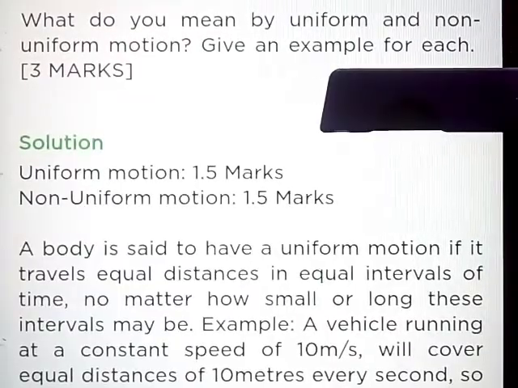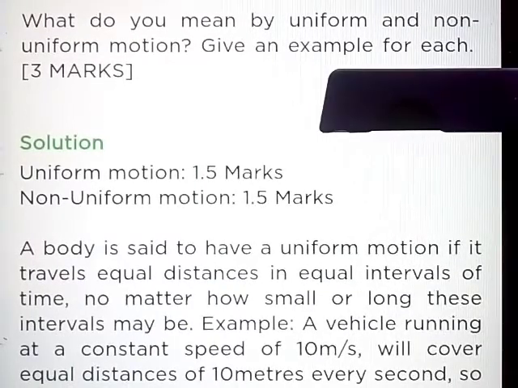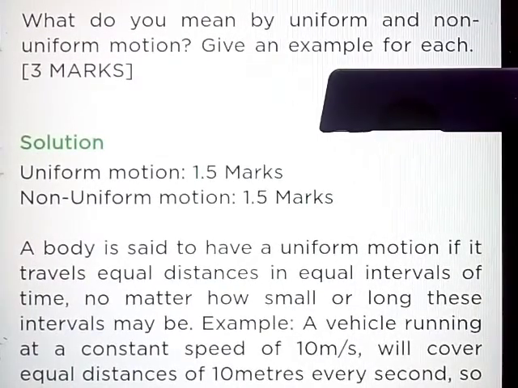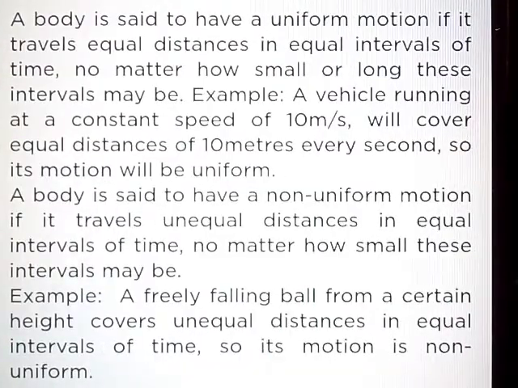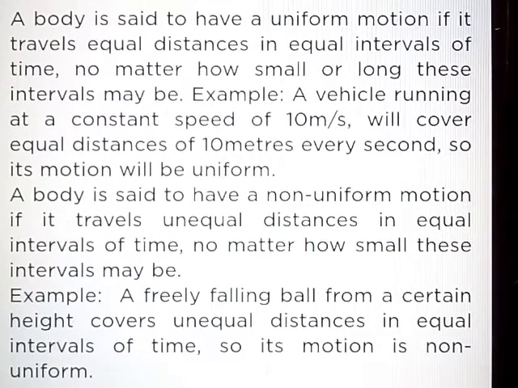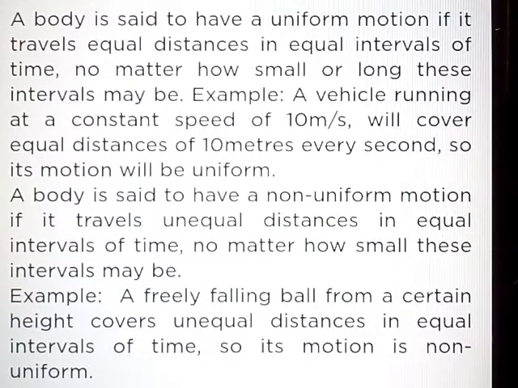Question number 10. What do you mean by uniform and non-uniform motion? Give an example for each. A body is said to have a uniform motion if it travels equal distances in equal intervals of time, no matter how small or long these intervals may be. Example, a vehicle running at a constant speed of 10 meters per second will cover equal distances of 10 meters every second, so its motion will be uniform.